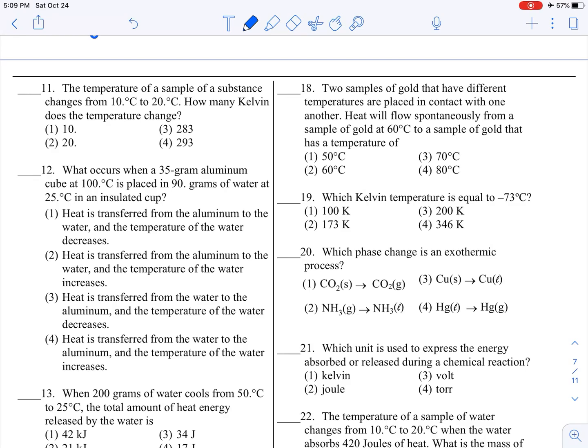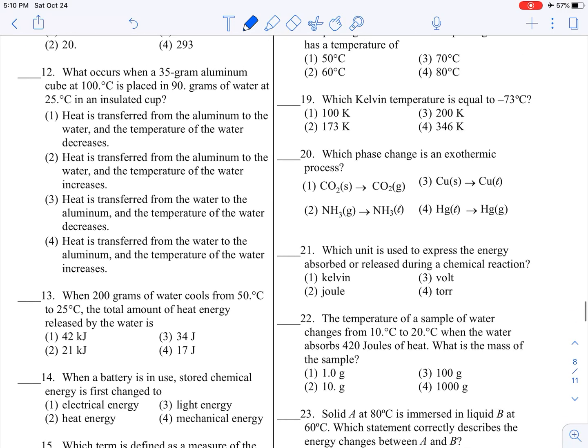So this is a tricky one. If I said 10 degrees Celsius plus 273 is 283, and 20 plus 273 is 293, what's the temperature change? It's 10. Be careful. It's not asking what is the change in Kelvin, because that change would be just 10 to 270 plus 273. But the change in Kelvin is different than how many Kelvin does it change. So it is 10. That's a tricky one. People get that wrong all the time.